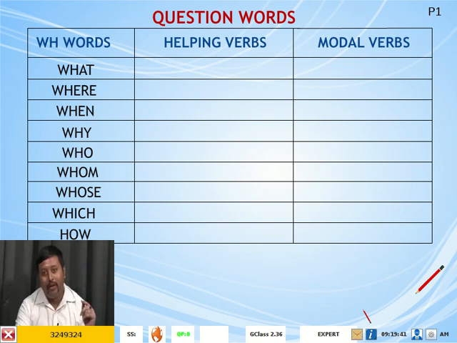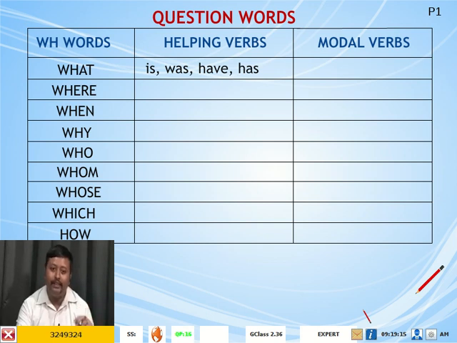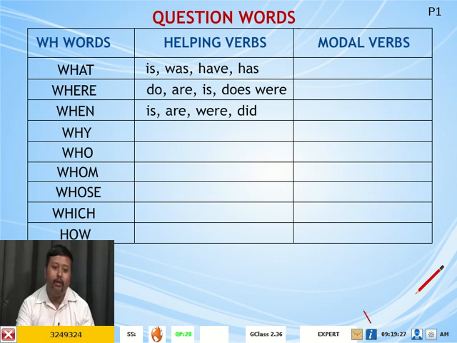Okay, so all these words take certain helping verbs. I told you earlier, is, are and all. So which word goes with which? Let's have a quick look. What will use verbs like is, was, have, has. Then you have the other word, where. With where we'll be using do, are, is, does. Then you have when, which will use are, were, did, and other words also will have something like that.